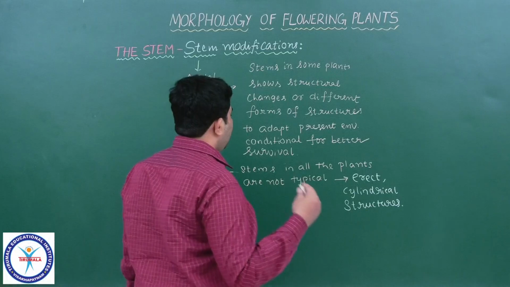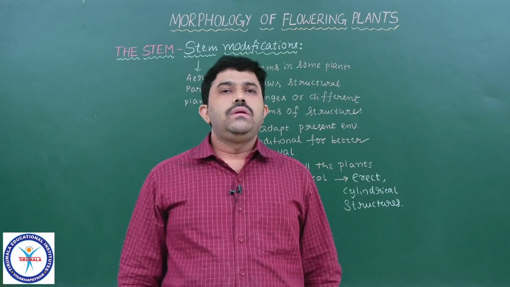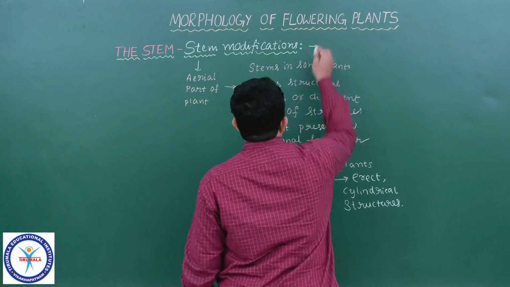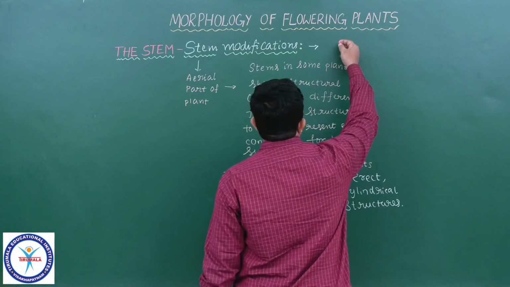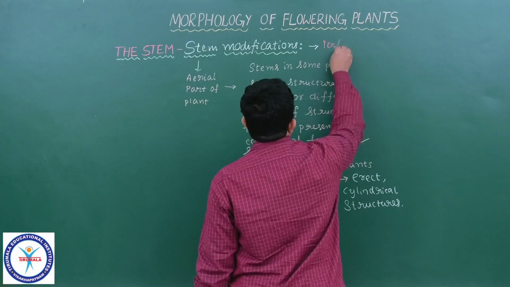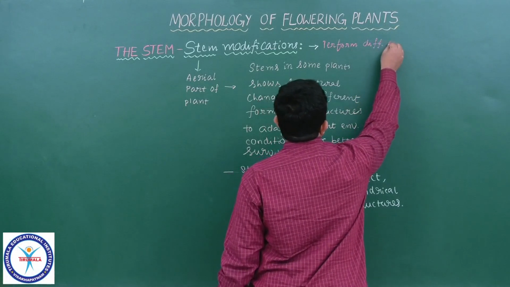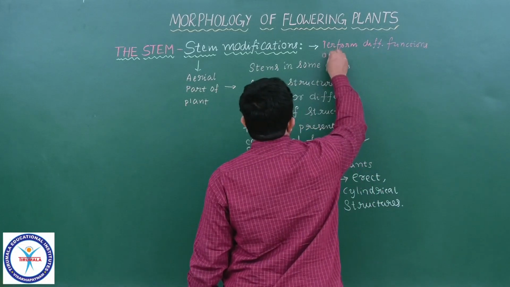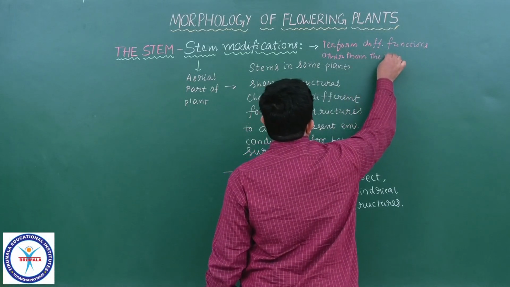Understood? For what purpose? For better survival, especially for functions other than the main functions. For what purpose do these stem modifications take place in organs like the stems of plants? To perform different functions other than the main functions.